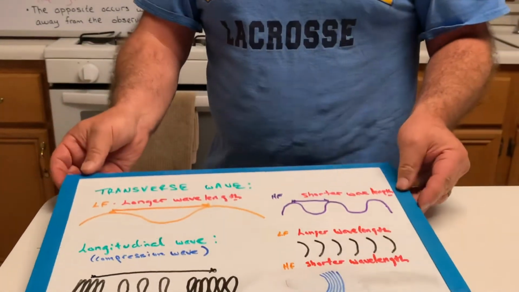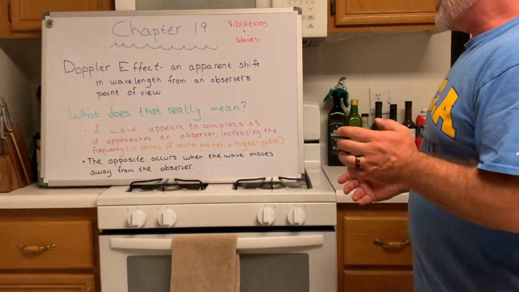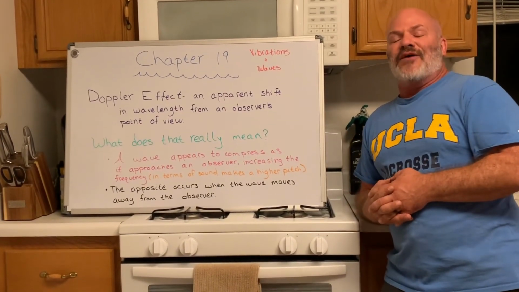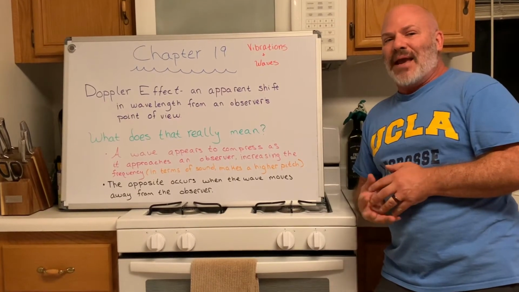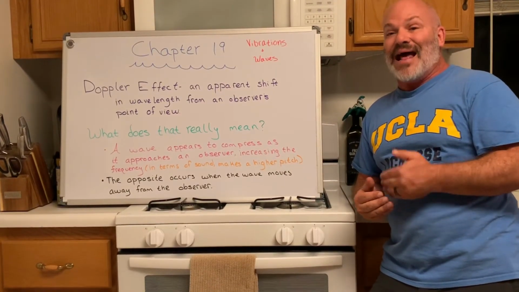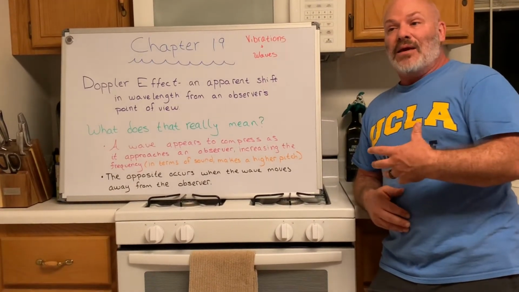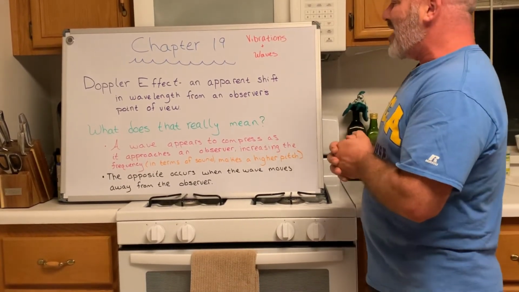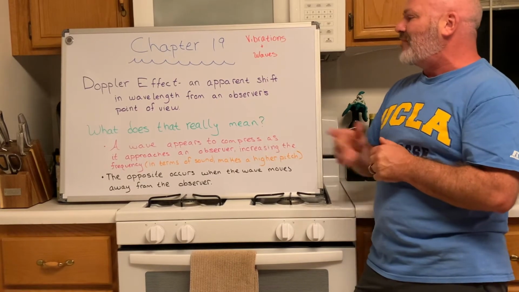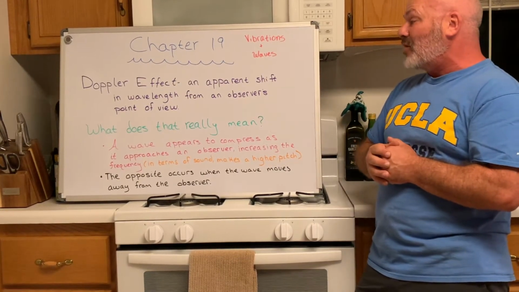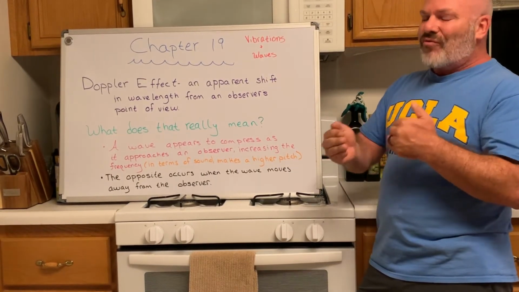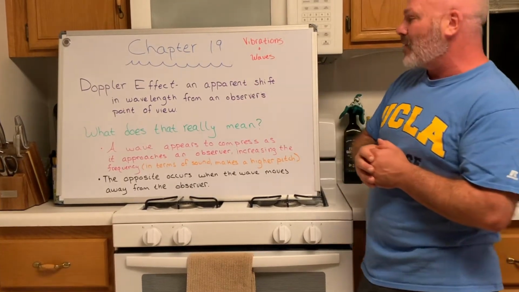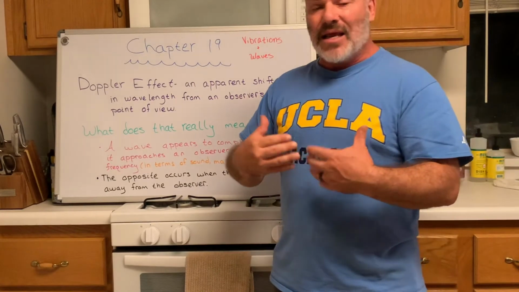Now, let's go back to the big board, folks. I had mentioned the Doppler effect. The Doppler effect is a phenomenon that happens in science based on frequency and wavelength and how it approaches any observer like yourself, okay? The best definition that I have ever seen is this one: an apparent shift in wavelength from an observer's point of view. It's a phenomenon. It's not really happening, but it seems like it's happening. That's where you get the word apparent from, okay? And it depends on wherever I'm standing.